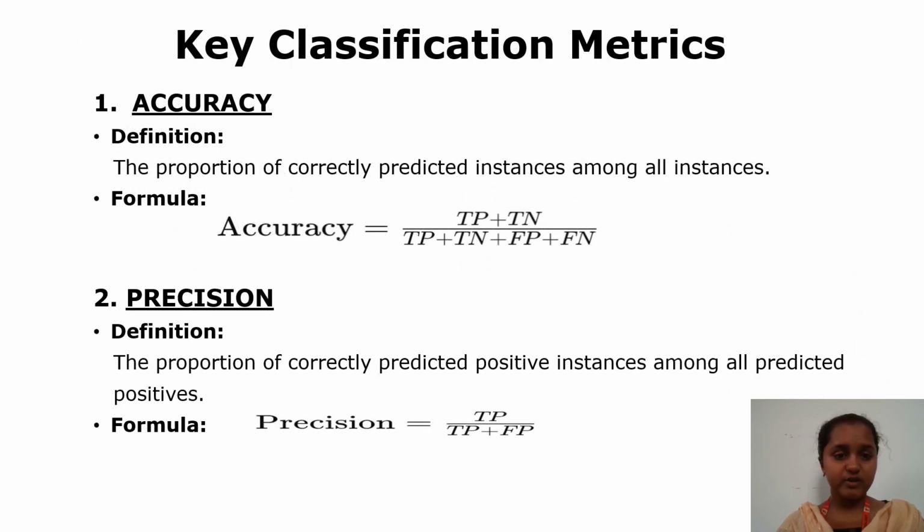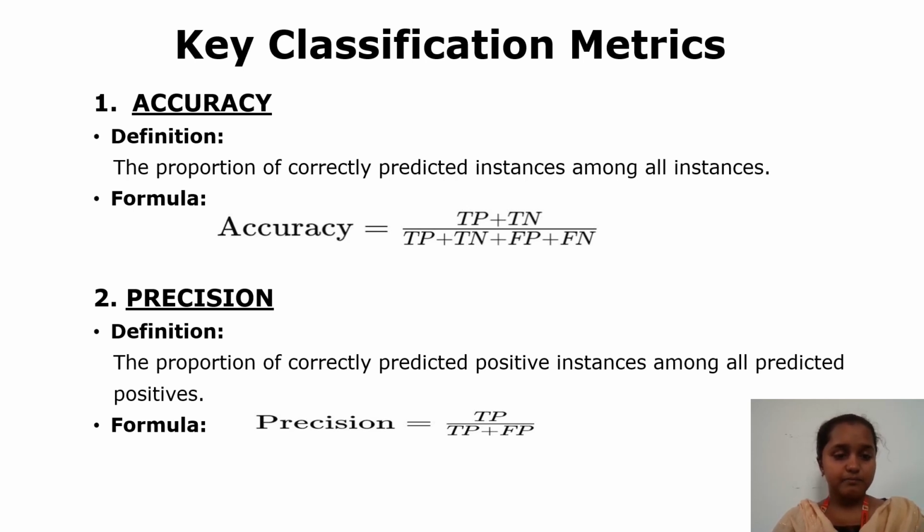Key classification metrics. First one is accuracy. The proportion of correctly predicted instances among all instances is called accuracy, and the formula for accuracy is (TP plus TN) by (TP plus TN plus FP plus FN). This means true positive plus true negative by true positive plus true negative plus false positive plus false negative.